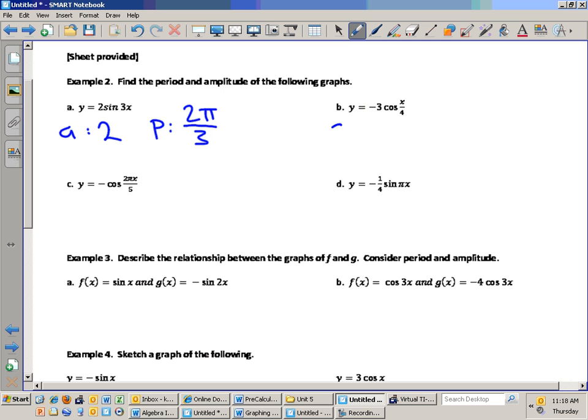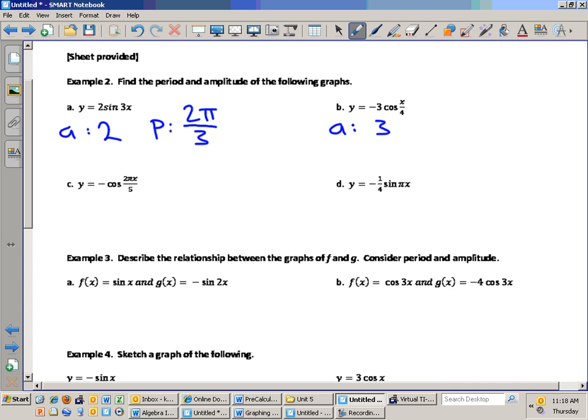This one, what's the amplitude here? Positive 3. Amplitude is always positive, never negative. What do you think happens if we put a negative in front of it? Flips over the x-axis. It's a vertical reflection. So yes, the negative 3 does make it so it's a vertical flip, but it still has an amplitude of 3.